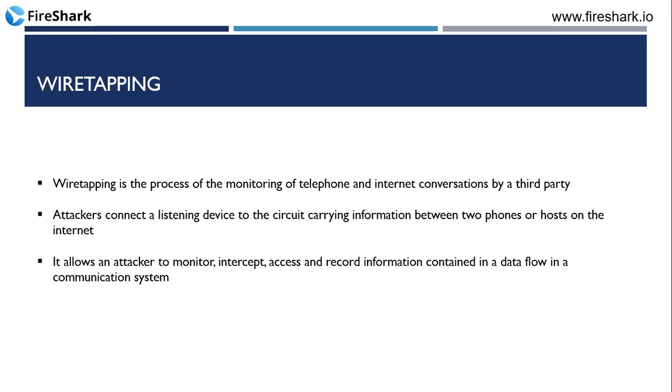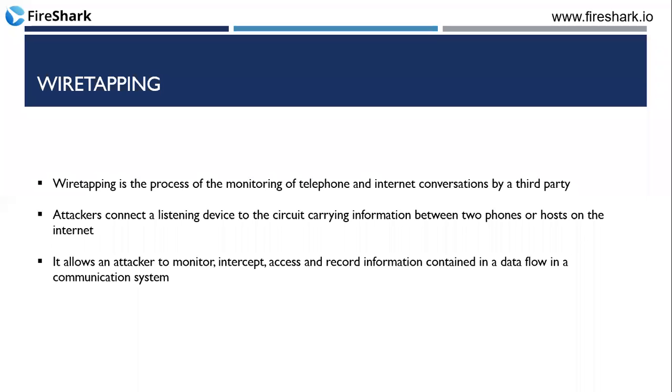Then we have wiretapping. Wiretapping is the process of monitoring telephone and internet conversations by a third party. An attacker connects a listening device to the circuit carrying information between two phones or hosts on the internet. It allows an attacker to monitor, intercept, access, and record information contained in a data flow in a communication system. In most countries, wiretapping is legalized, and in the US especially, the government uses wiretapping to monitor a suspected person before the final decision on whether he is a criminal or not.